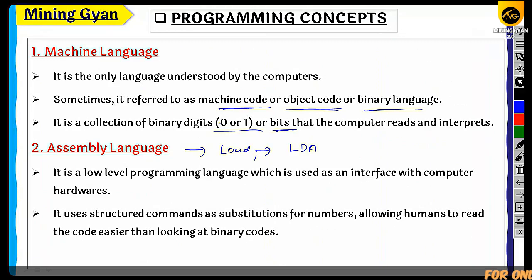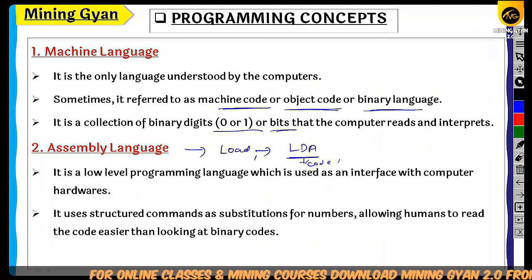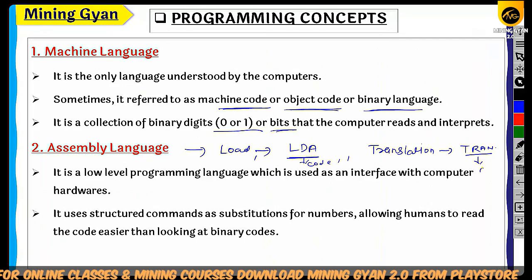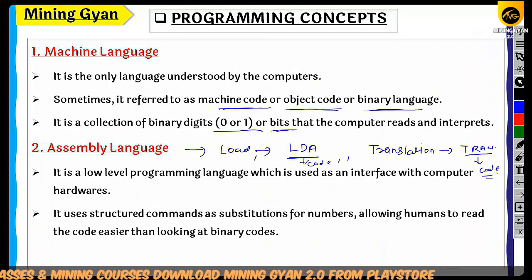1 is in the form of bits, but in assembly language there is a set of codes. So LDA is a kind of code. It's easy to understand and remember these codes as compared to machine language or binary bits. For example, for any translation instruction, you have to remember the code TRAN. So this is another code which belongs to the assembly language.